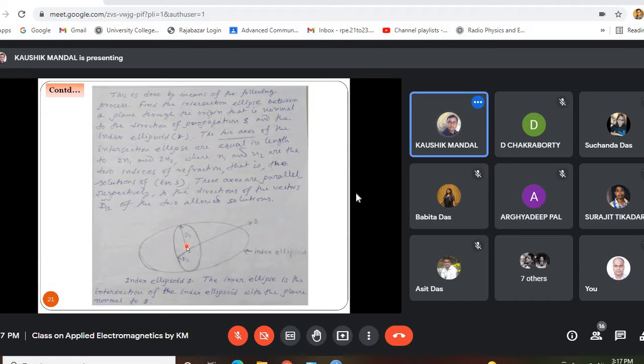Now you consider the two axes of this intersection ellipse. The axes of this intersection ellipse will give you the directions that are associated with D1 and D2, and the lengths of these two axes will give you the two refractive indices, equal to 2n1 and 2n2. That means from the lengths of these two axes, you will be able to find the values of 2n1 and 2n2, and correspondingly the refractive indices n1 and n2.